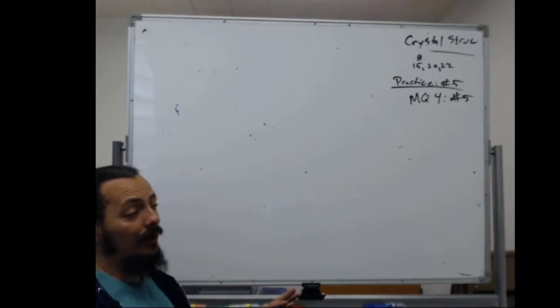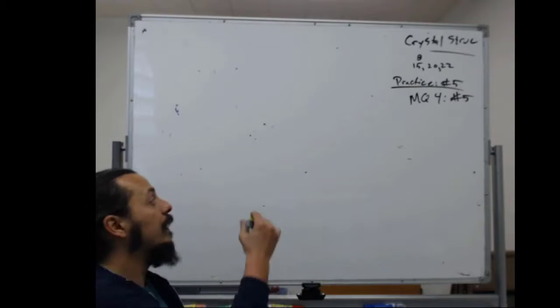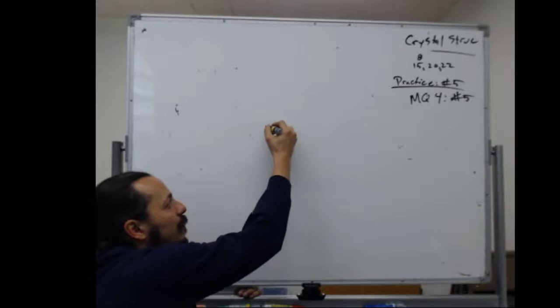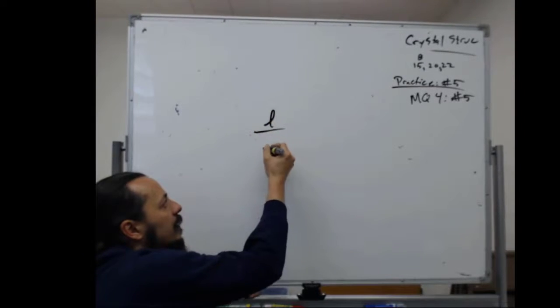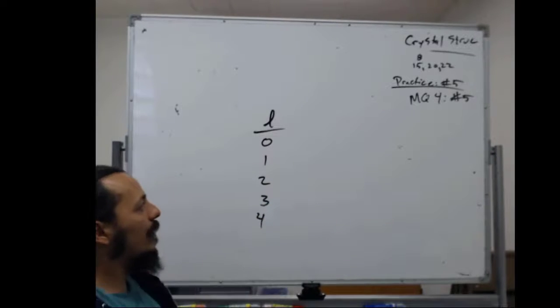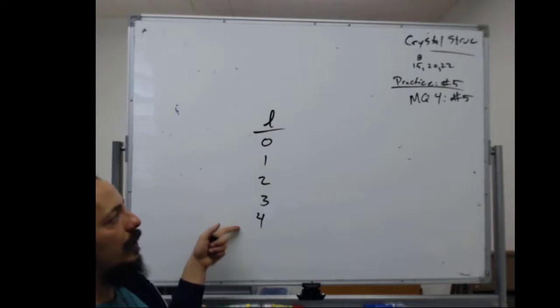So the letter code part is part of the electron configuration. This is actually a really important detail that some people have missed out on. So we have our L values 0, 1, 2, 3, 4.